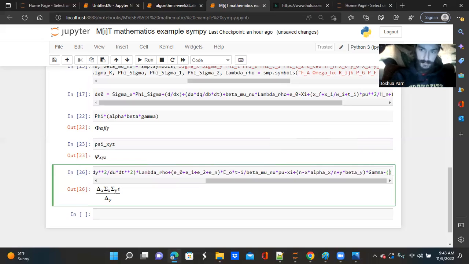minus L root of, what did I make that? What did I say that was? I made it V1, and that's divided by pi times r squared.